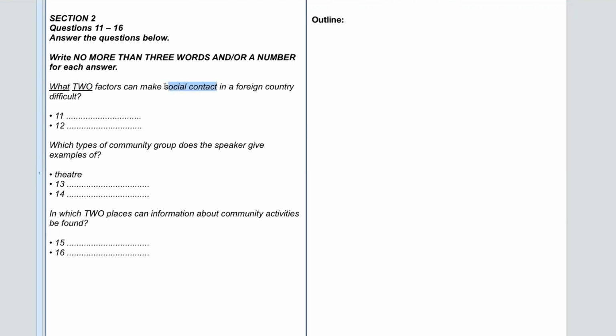Social contact would be a great keyword, and foreign country is excellent because we know students will be studying in a different land, and of course, difficult. This is an adjective that will describe social contact. In this case, since we're looking at what, we can rest assured that we'll be looking for two factors or two things. So I'll just put that here and we can make this bold for our notes.